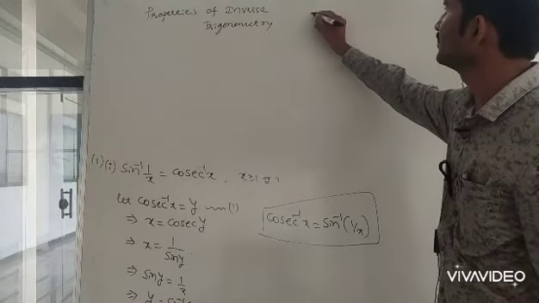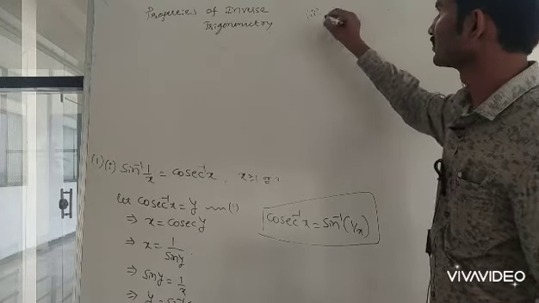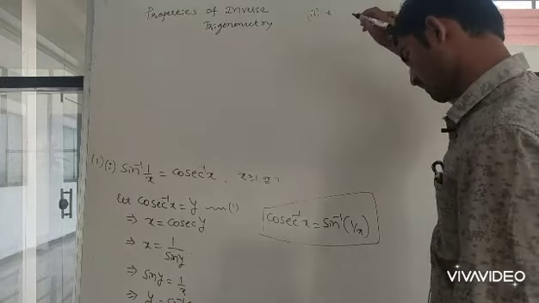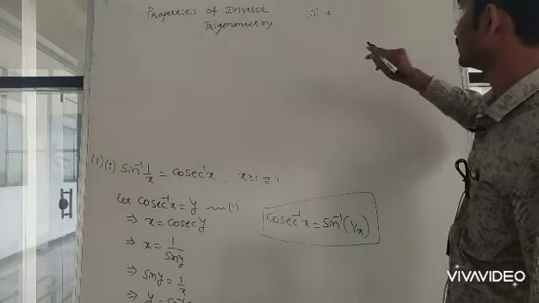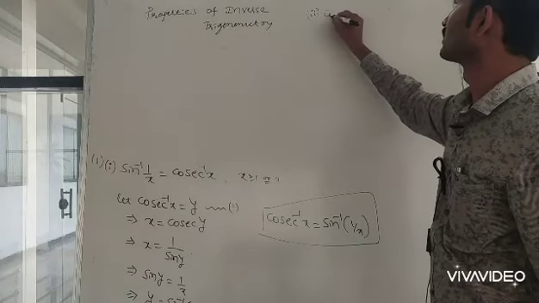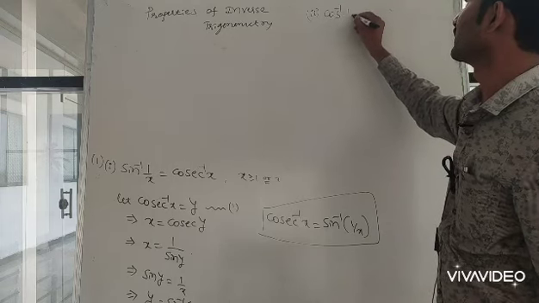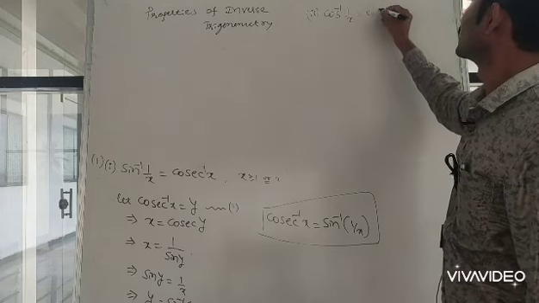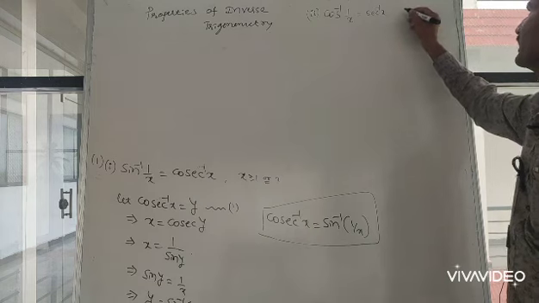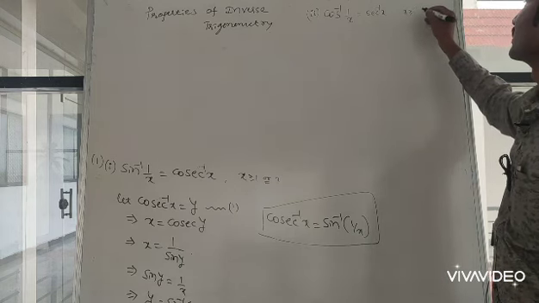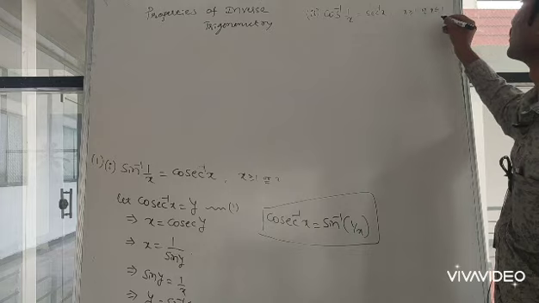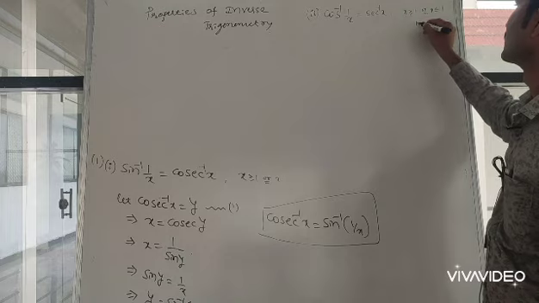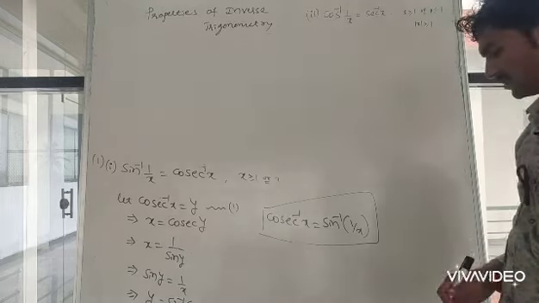Next property. Cos inverse of 1 by x is equal to sec inverse of x, where x is greater than or equal to 1 or x is less than or equal to minus 1. They may give it like this, or else you may take modulus of x is greater than or equal to 1. That's it.